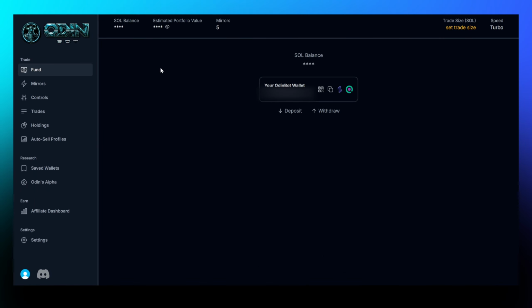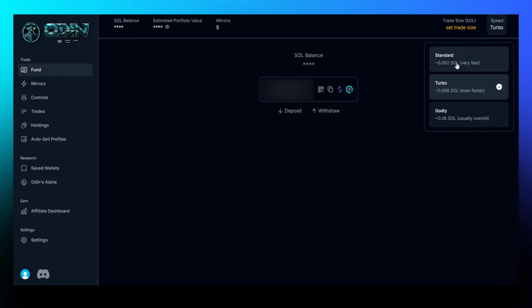So once you open your OdinBot link, you're going to be presented with this homepage after registering, obviously, and you're going to have to fund your wallet. Once you do, you're going to be presented with this left tab, which is all the settings that we have available. First of all, let's start with the trading size. Here, you can set up a custom fixed trading size, which means how big will your buys be. For example, if I set it to 1, every time a mirror wallet buys, doesn't matter with which size it does with, I'm going to be buying with 1 Solana. And we also have the speed tiers, which are standard, turbo, and godly. But don't worry because we're going to get into them later on.